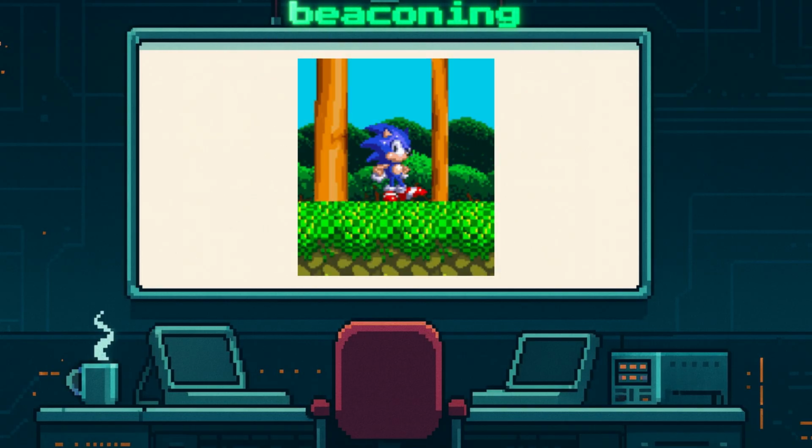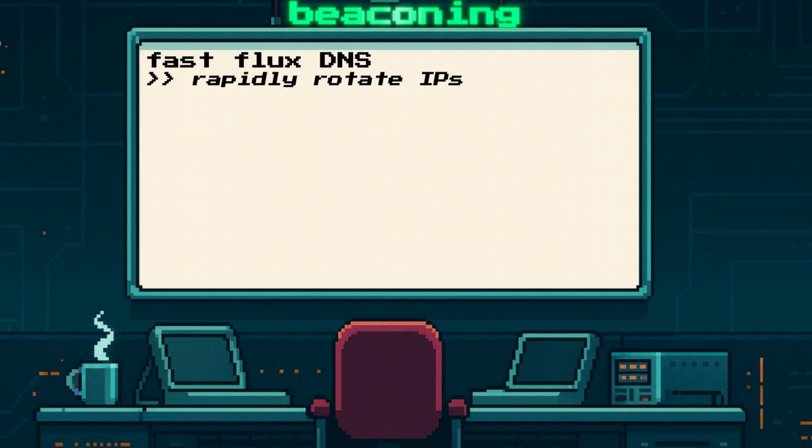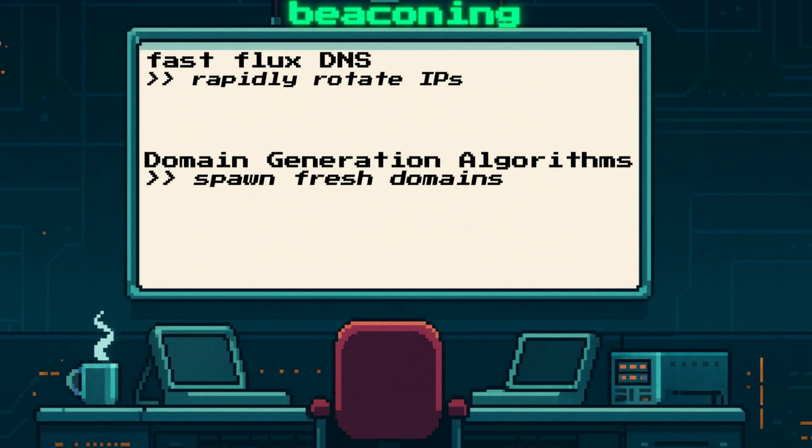But attackers aren't standing still. They know defenders look for patterns, so they'll throw curveballs like fast flux DNS to rotate IPs rapidly, domain generation algorithms, or DGAs for short, to spawn fresh domains, and using jitter to randomize beacon intervals, thus breaking detection models.